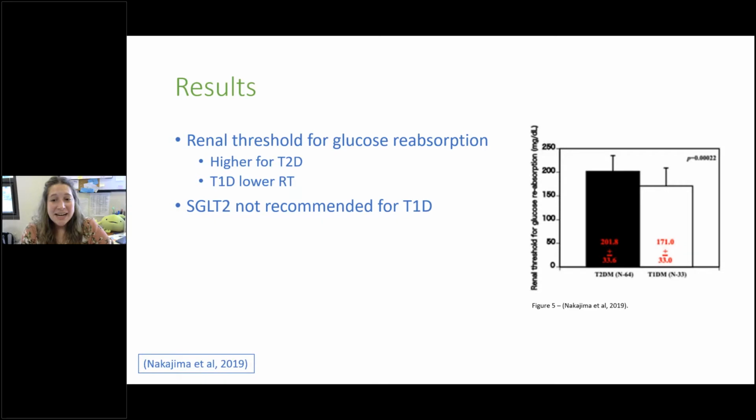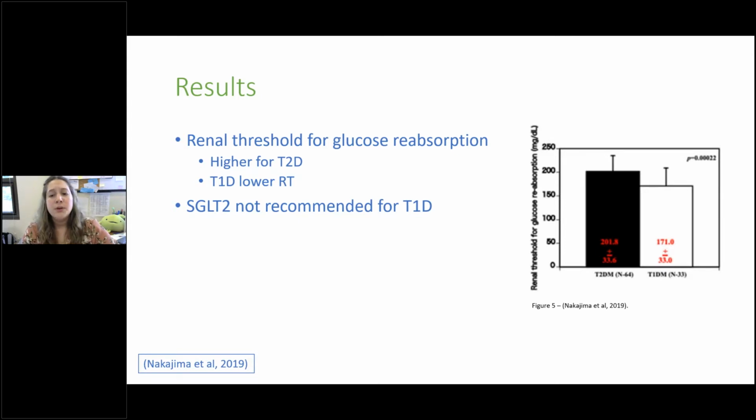In this recent study, researchers determined that those patients with type 2 diabetes had a higher renal threshold than those with type 1 diabetes. Since the renal threshold is lower for those with type 1 diabetes, the researchers saw normal reabsorption of glucose and, compared to the type 2 diabetics, had lower reabsorption.